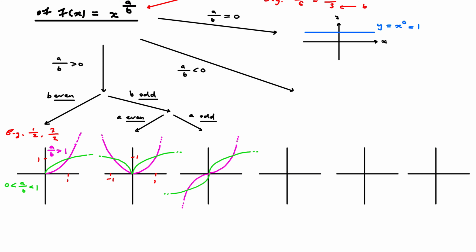So here, e.g., I mean, what could we have? We could have 2 over 3. Let me move this down a bit. It's a little bit too close in. Okay, let me move them all down.